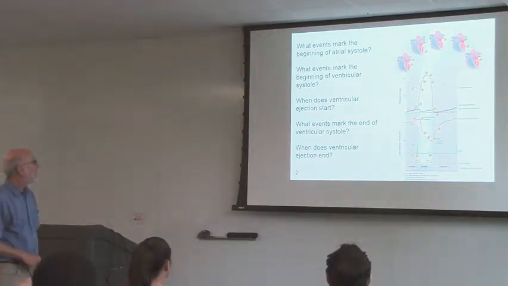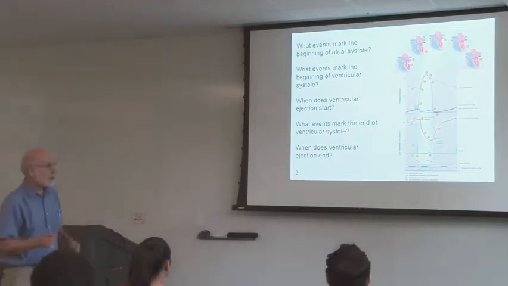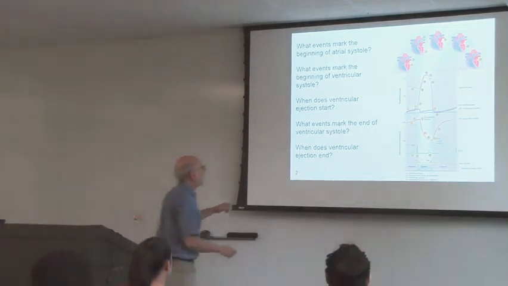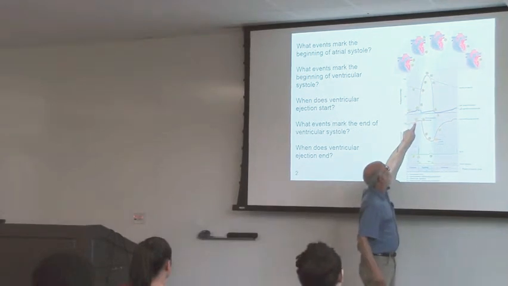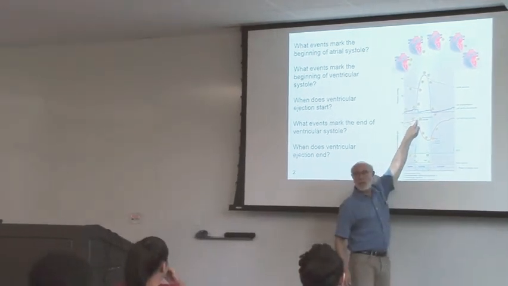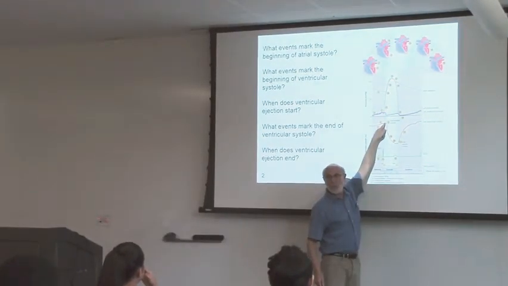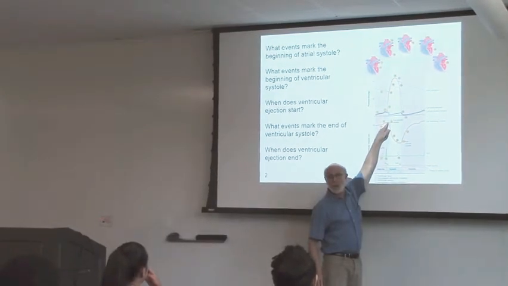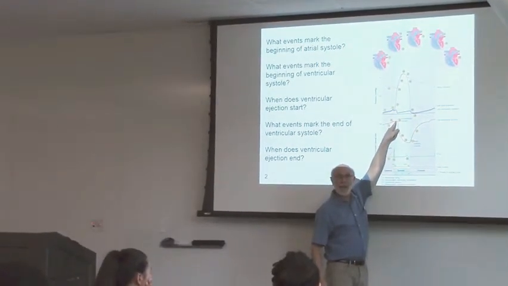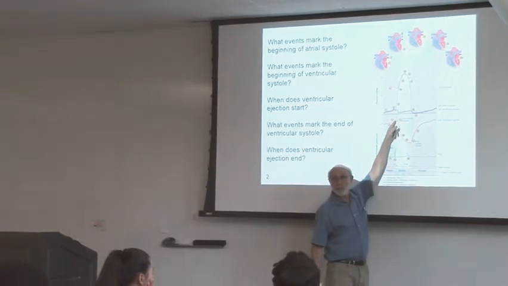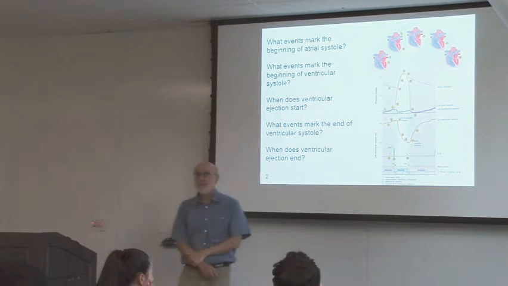So volume is high. Okay, so I will accept that answer, especially this transition right here. This small increase in ventricular volume is evidence that the atria have contracted and pumped some blood into the ventricles. Okay, there's another answer.